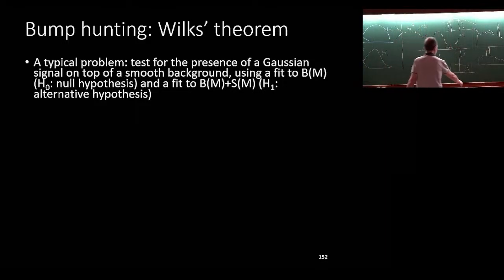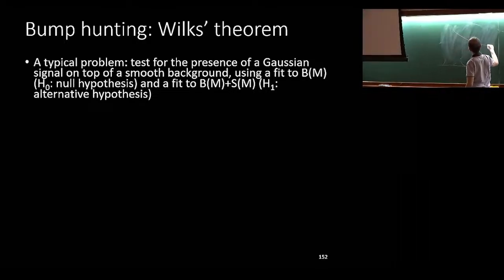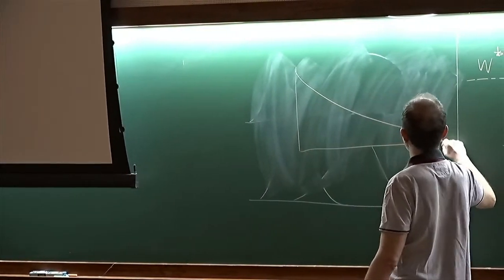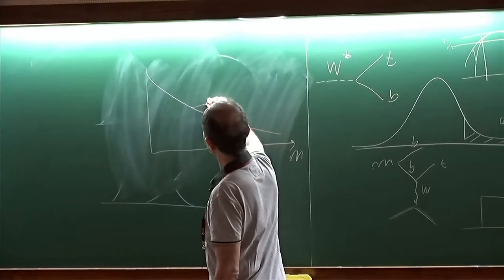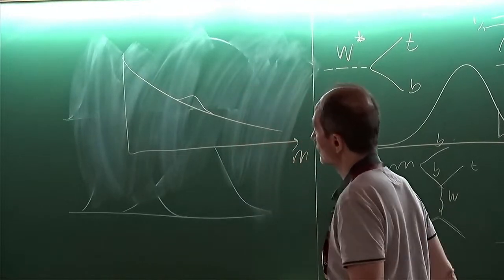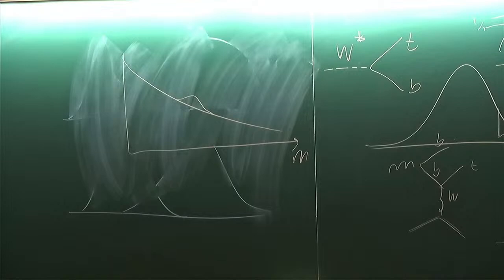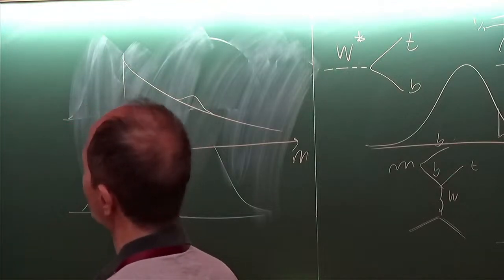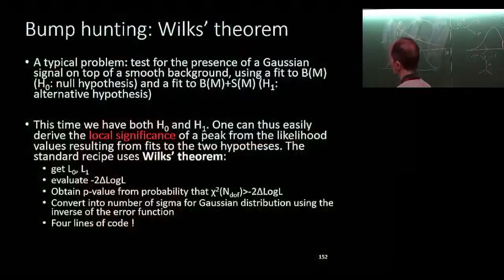So you have a typical example in particle physics, and if I have time, we'll discuss this also for the Higgs, but you have a distribution for a null hypothesis. Maybe this is the mass of some unknown particle, and you want to test whether you have a signal that is Gaussian on top of it. And you can fit it for the background alone, and you can fit it for the background plus the signal. So we have two hypotheses, the null and the alternative, specified by these two shapes.